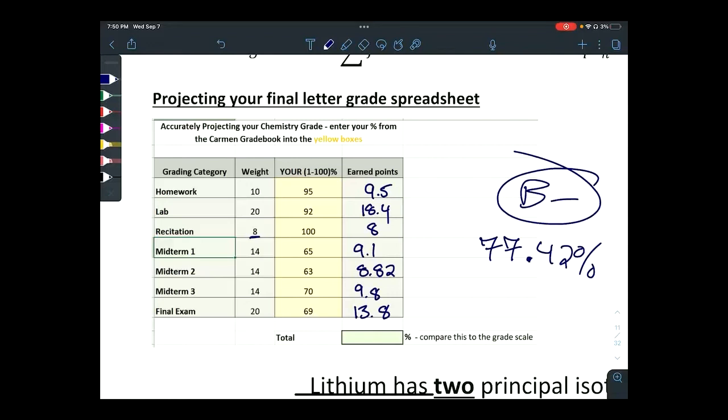So we will do more weighted averages on Monday, because we don't meet again this week. Yeah, I know.